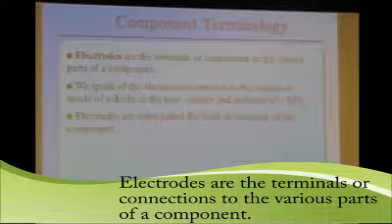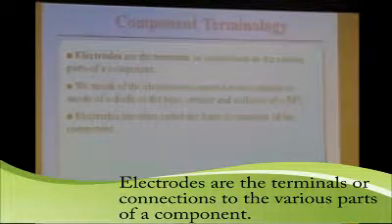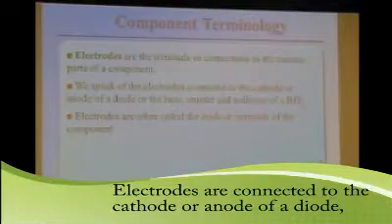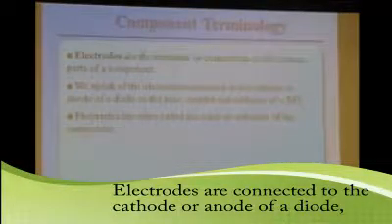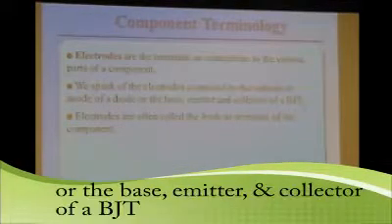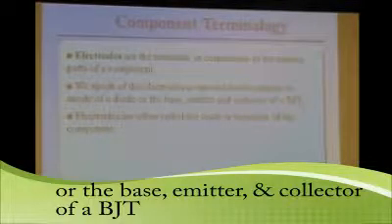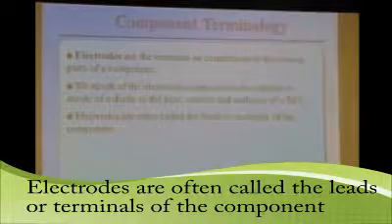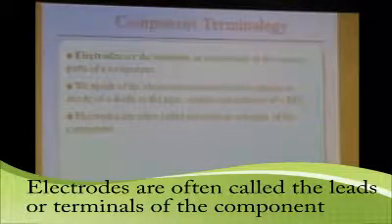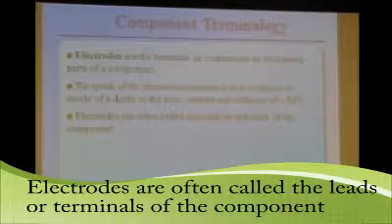Now, when we're talking about components, the terminology is that the electrodes are the terminals or connections to the various parts of the components. We speak about electrodes connected to the cathode or the anode of a diode, or to the emitter, collector, or base of the BJT. The more common people call electrodes the leads or terminals of the component. So that's the component terminology.